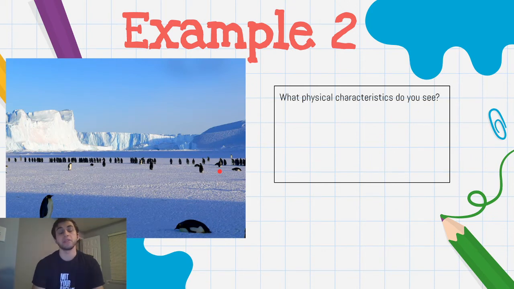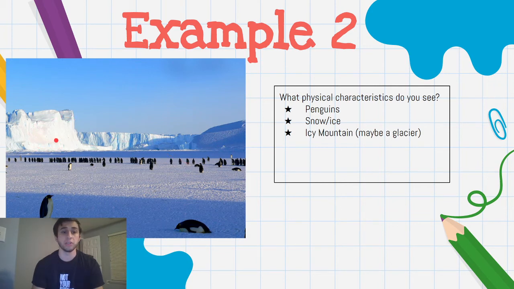What physical characteristics do you see? I see penguins. I see snow and ice. I see an icy mountain, maybe a glacier. And I think the climate's very cold, not a place you would catch me visiting.